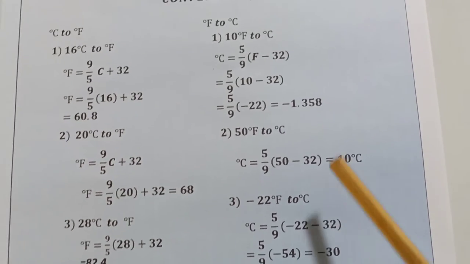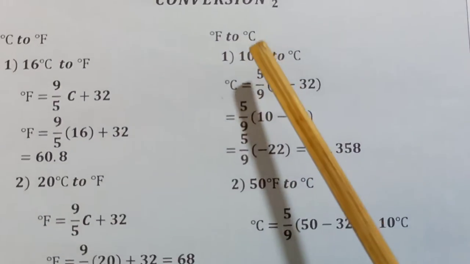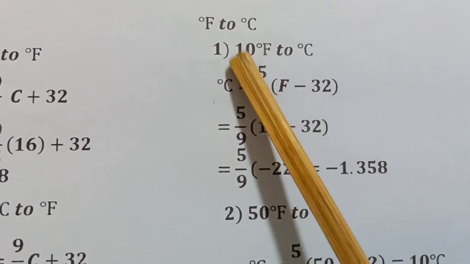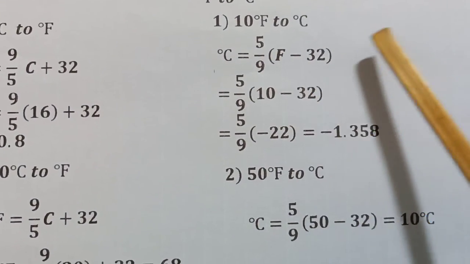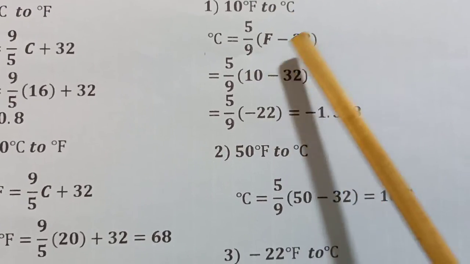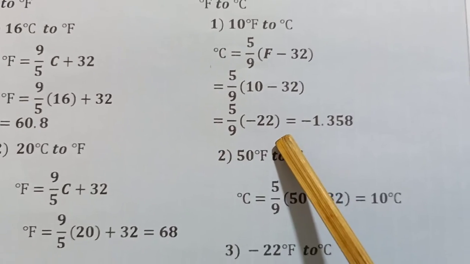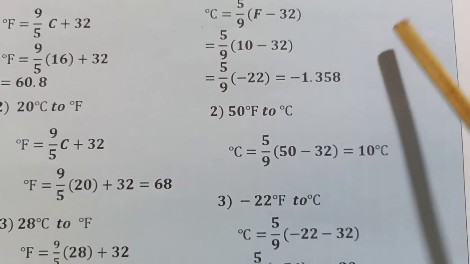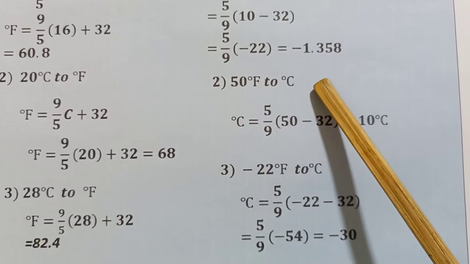So, for the next three exercises, we're going to convert Fahrenheit degrees to centigrade degrees. We're given 10 degrees Fahrenheit to centigrade. So C is equal to 5 over 9 times F minus 32. So F is 10 minus 32, negative 22. Times 5 over 9, we're going to get negative 12.22 degrees centigrade.